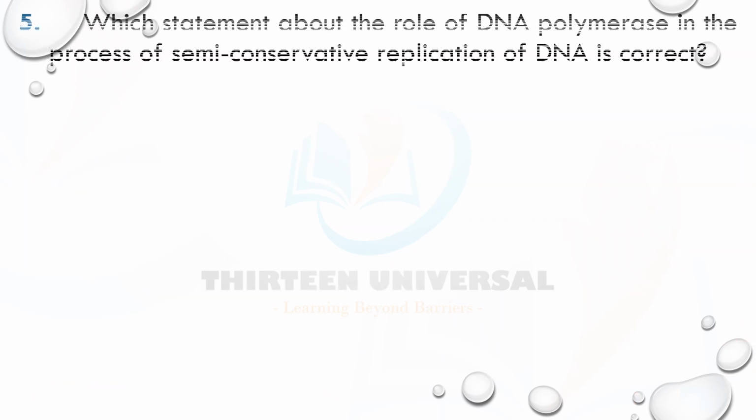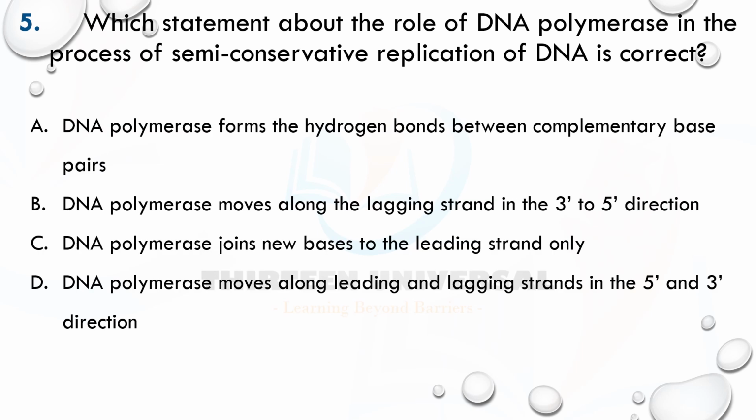All right. So, which statement about the role of DNA polymerase in the process of semi-conservative replication of DNA is correct? Okay, DNA polymerase. So, guys, we're talking about DNA polymerase. DNA polymerase forms the hydrogen bond between complementary base pairs. It does not form the hydrogen bond between them, guys. It doesn't form them.